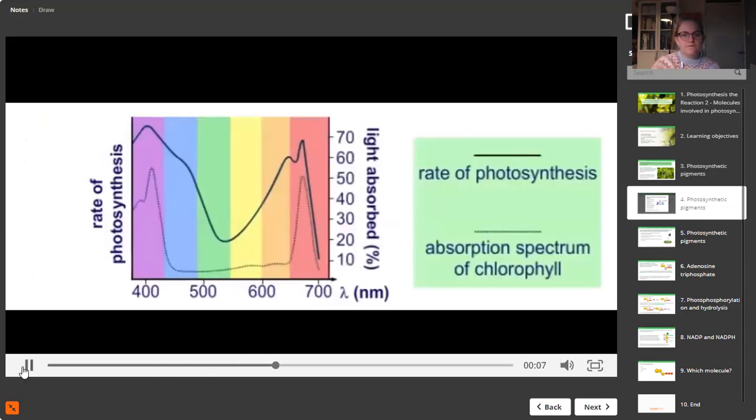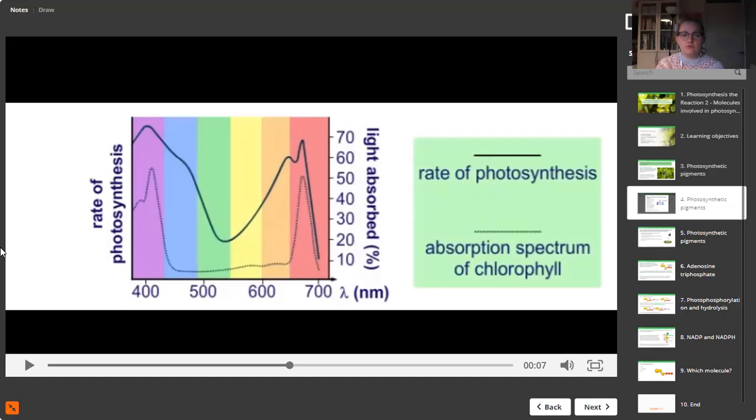So the absorption spectrum of chlorophyll. So basically what you would do in that situation is take a sample of the plant, and then we would use the absorption rate to look at that. As you can see, when we plot them on the same graph, we've got a very similar pattern.